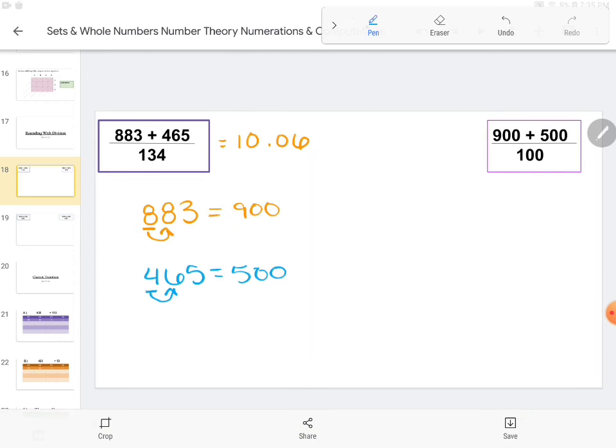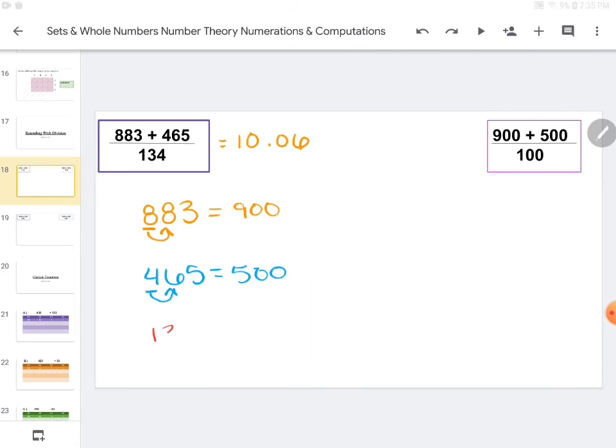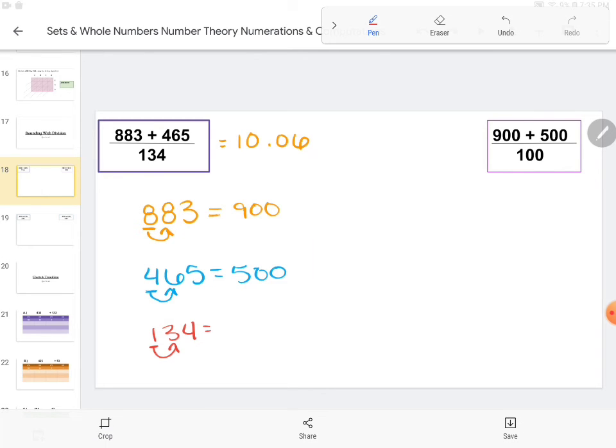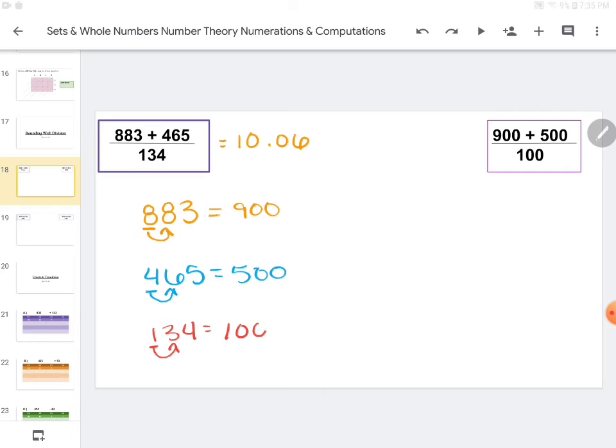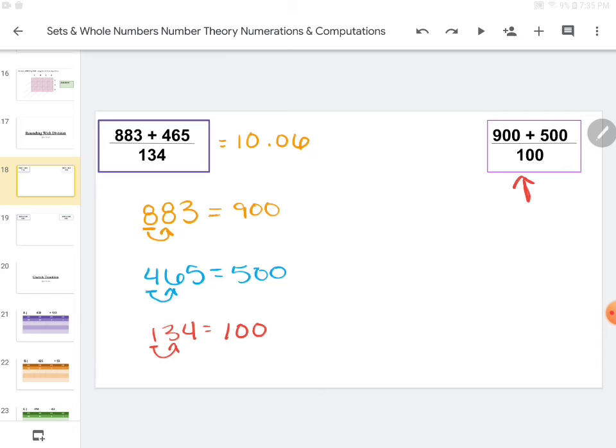For our next one, 134. We're going to get our 1, our leftmost digit, and look at the number directly to the right of it. 3 is below 5, so we're going to round down to 100, the nearest hundred. And that is how I got this rounded problem right here.